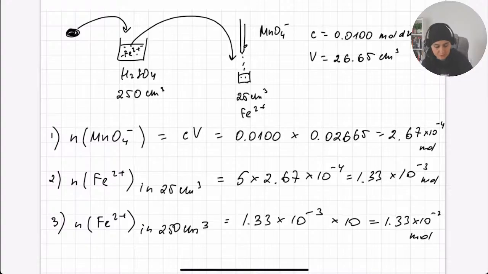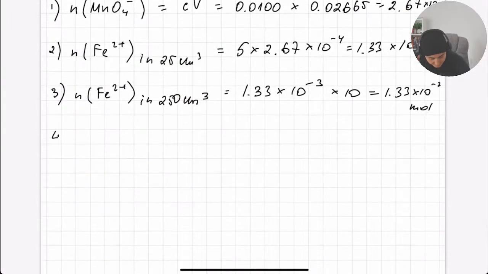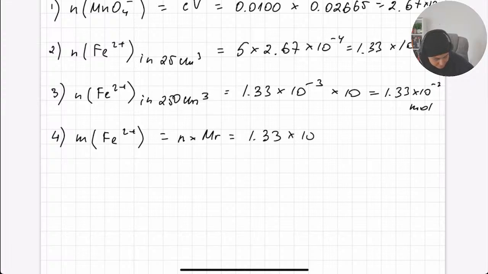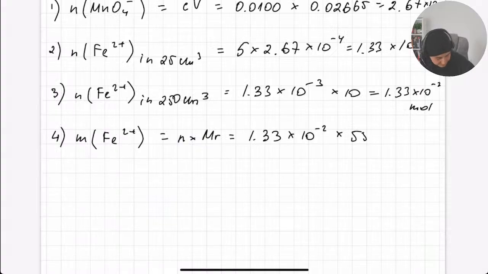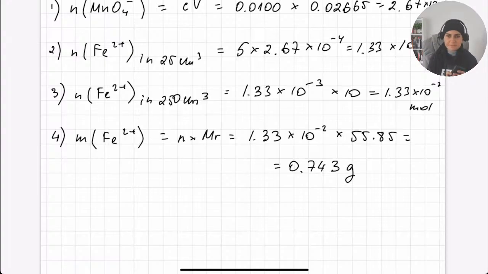So I found the moles of iron here, and then I can find the mass. Just moles times Mr. Obviously we assume that the Mr of iron 2+ is the same as the Mr of iron atoms. Times what? Times iron, which is 55.85. Okay, 1.33 times 10 to the negative 2 times 55.85, which is 0.743 grams. Yeah, okay, that's it.